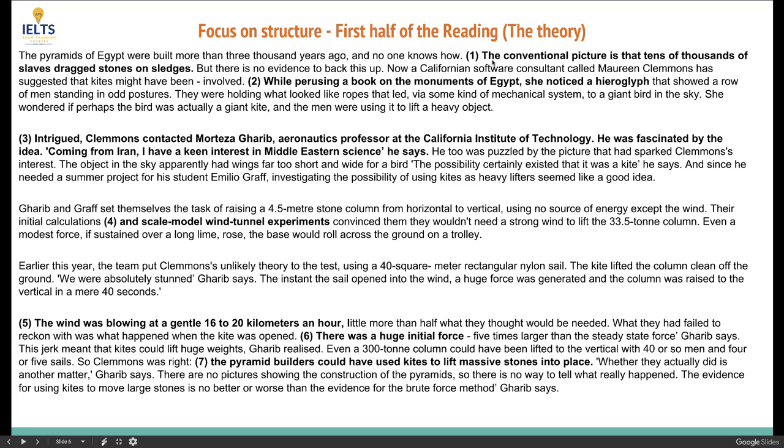So we've talked about the background, the conventional picture. What do people usually believe? Where did they find a hieroglyph? What had this researcher done before, this professor? Did they test their theory? And how successful was their theory? What did they conclude? You can see all of this in the first half of the reading.